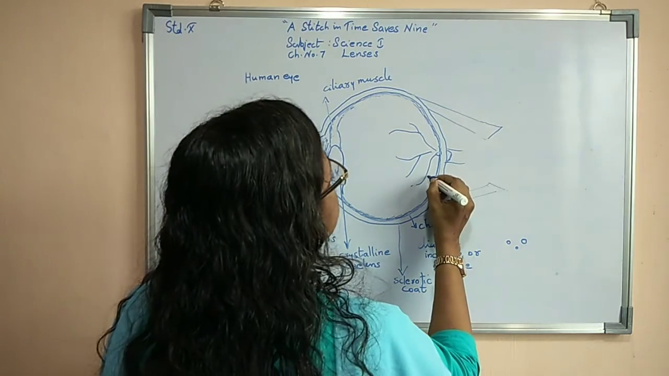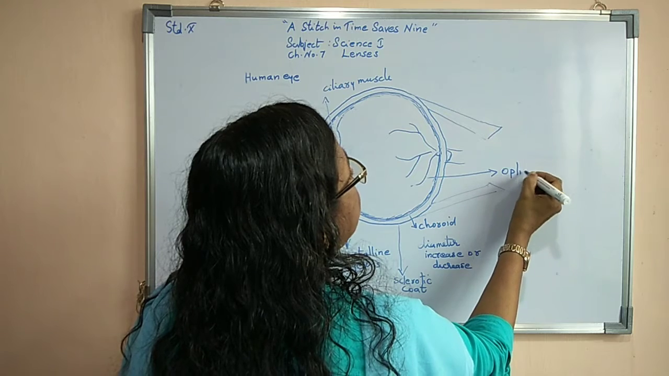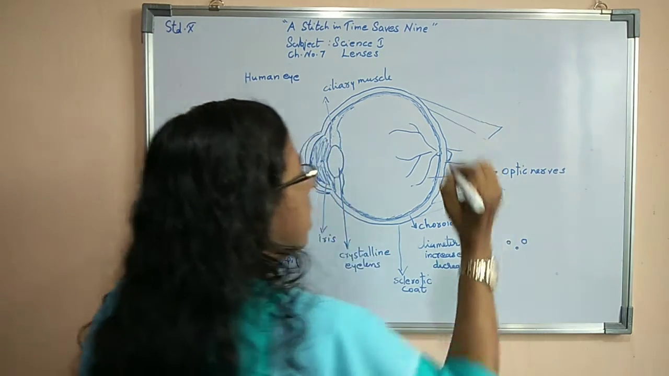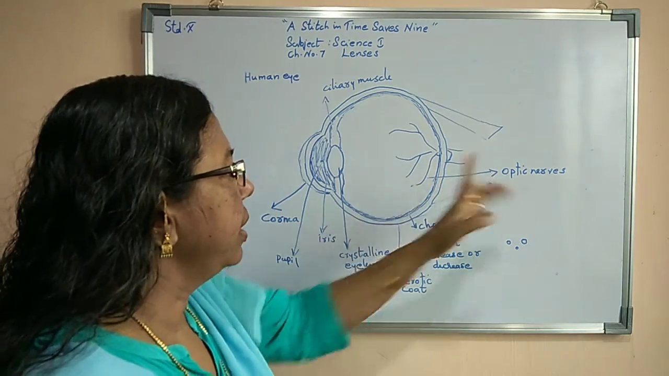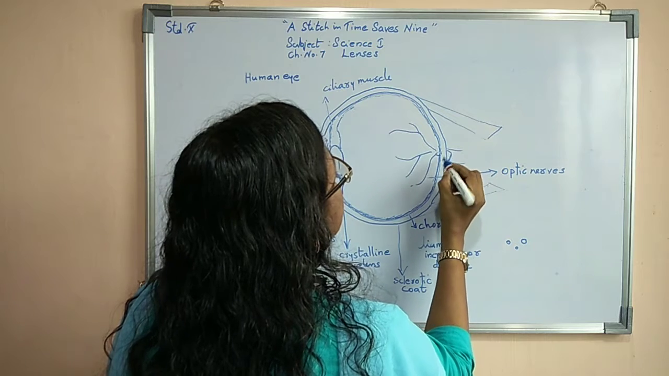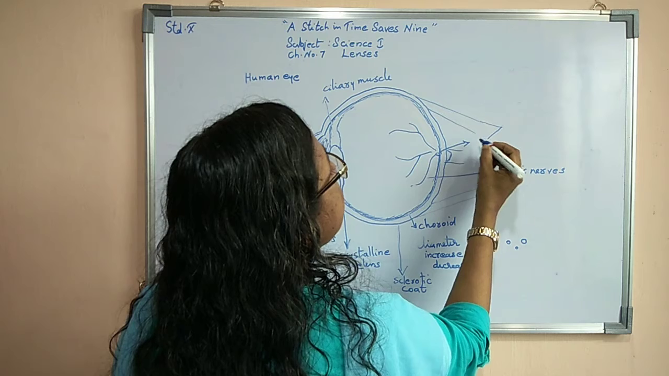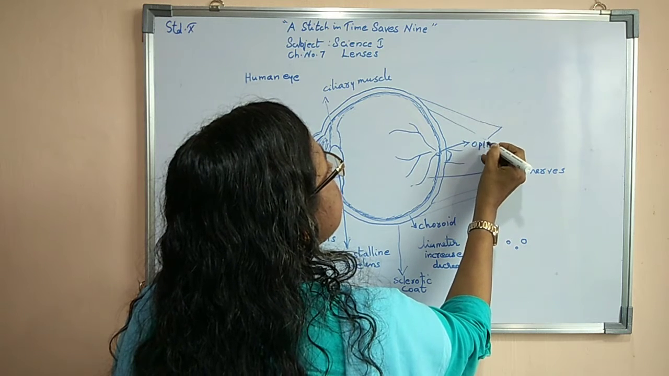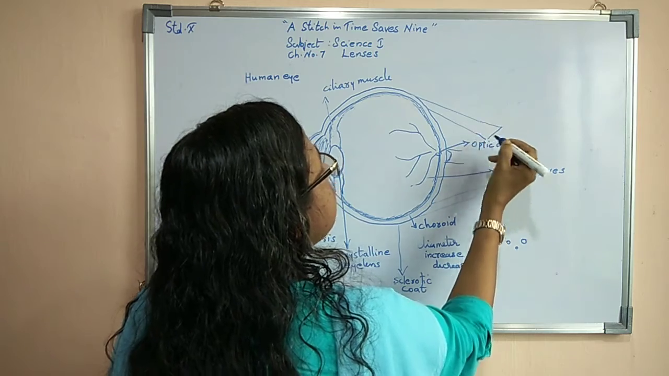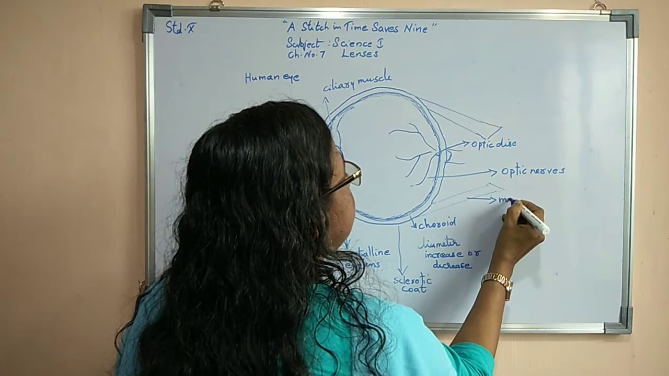Now here you can see some nerves. These are known as optic nerves. Here you can see one disc-like structure. This disc-like structure is known as the optic disc. Now here some muscles you can see.